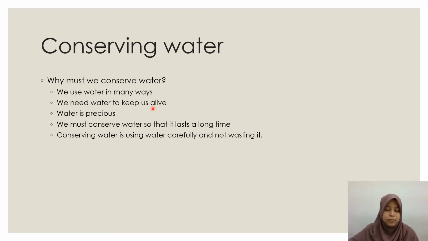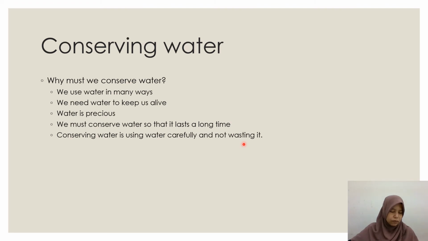However, the earth may not have enough water for all living things if we use it carelessly. How do we use it carelessly? We waste water, kita membazir air. We also have less water to use if it becomes dirty. So it is very important for us not to pollute the water sources. We must conserve water so that it lasts a long time, and conserving water means using water carefully and not wasting it.